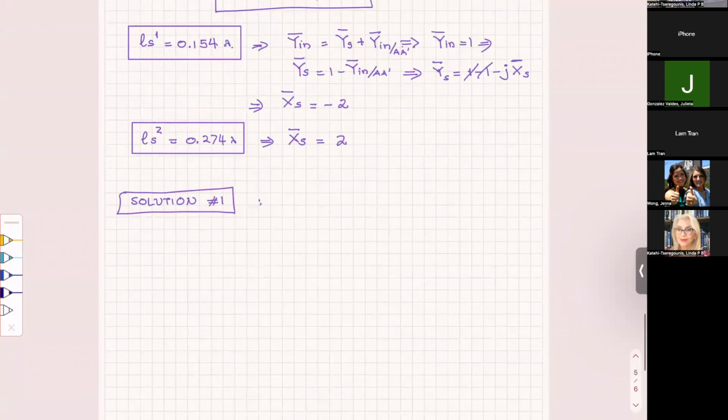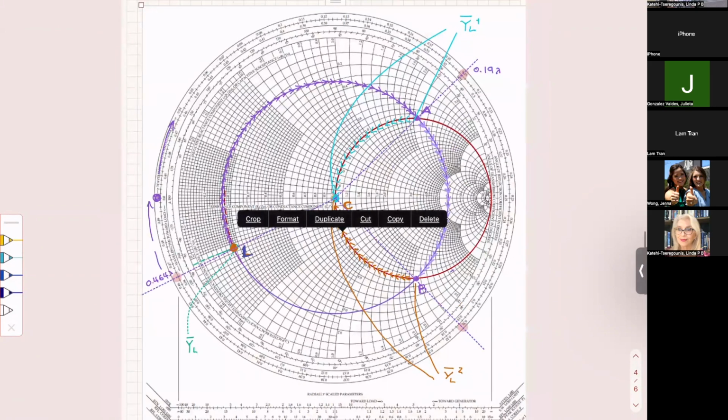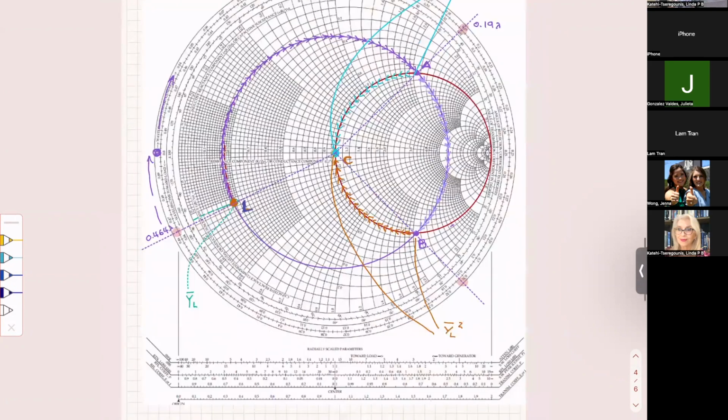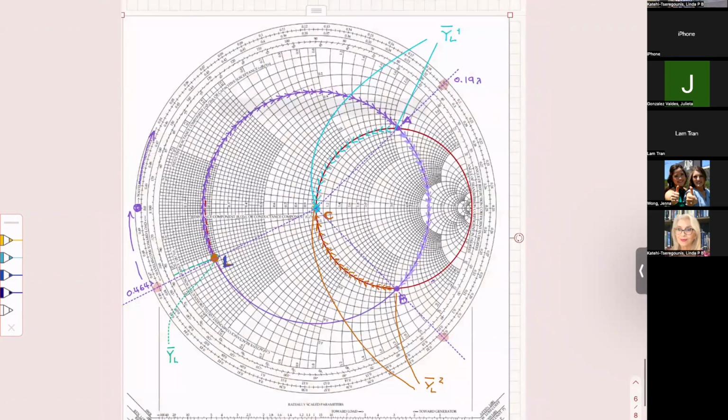What I will do, I will use another, so I can keep it clean, copy, go here, paste, and then I will clean it.